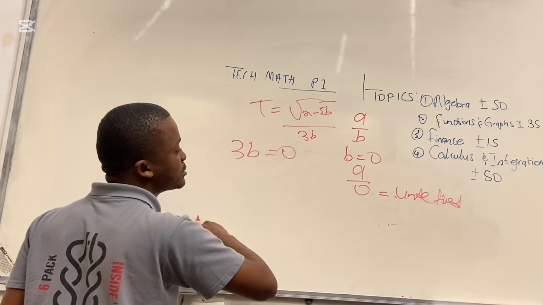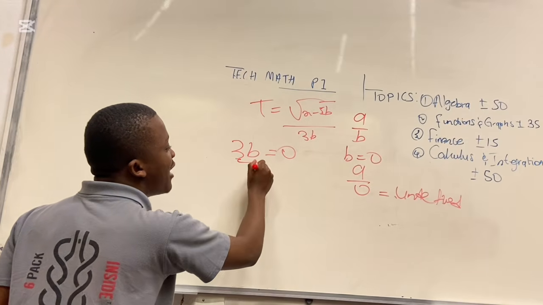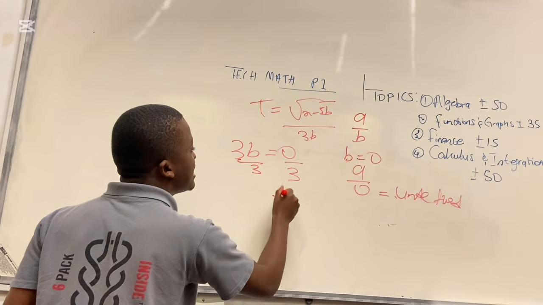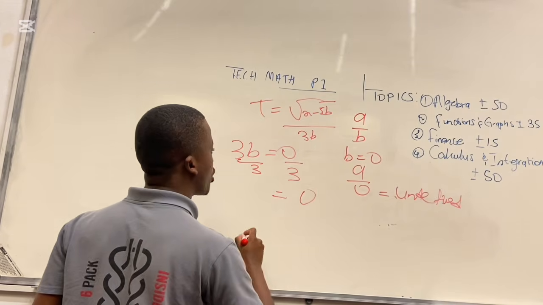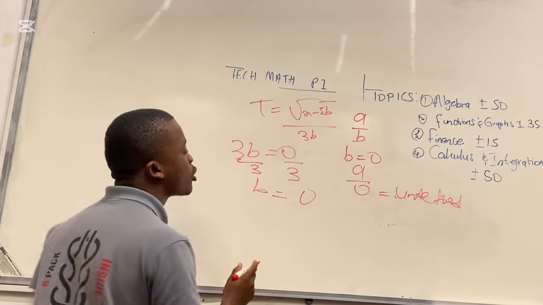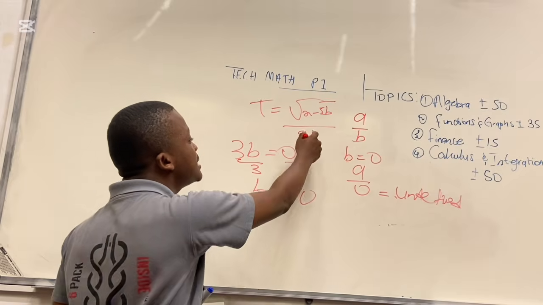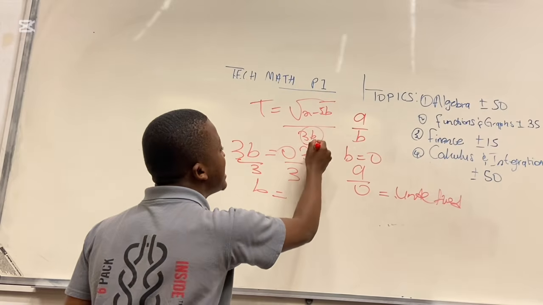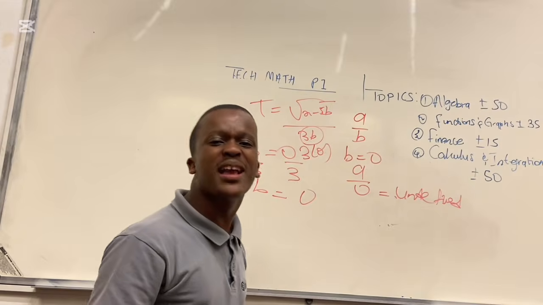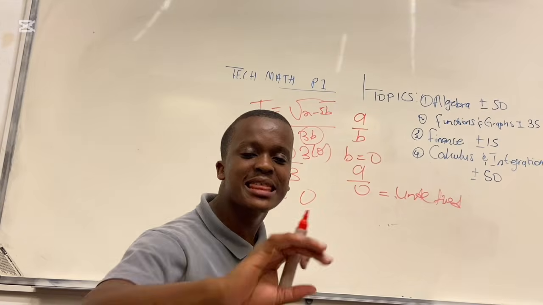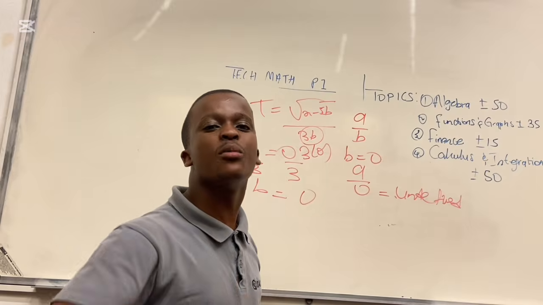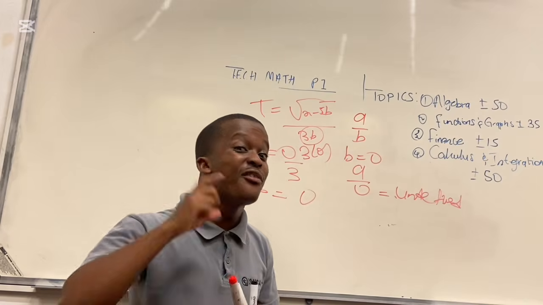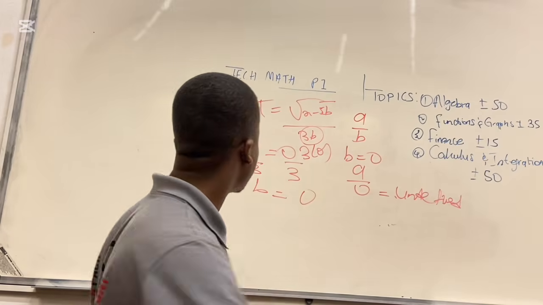We have to make b the subject of the formula. Divide by 3, divide by 3. We have 0. B is equal to 0. And when we multiply here 3 into 0, we get what? 0. Anything multiplied by 0 is 0. And that 0 in the denominator gives us an undefined solution. Very, very important. Now let's go to the second question.